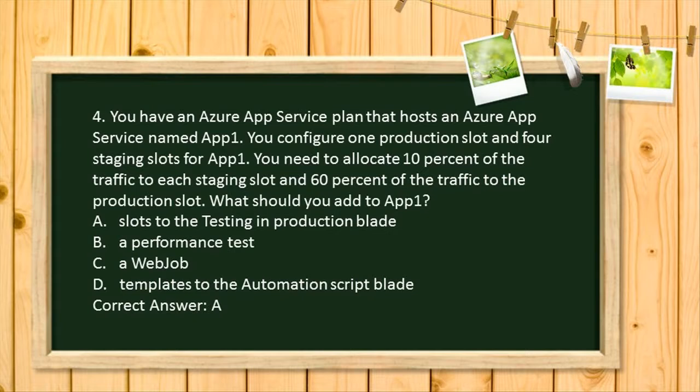4. You have an Azure App Service plan that hosts an Azure App Service named App1. You configure 1 production slot and 4 staging slots for App1. You need to allocate 10% of the traffic to each staging slot and 60% of the traffic to the production slot. What should you add to App1? Slots to the testing and production blade. A performance test. A job. Templates to the automation script blade. Correct answer, A.